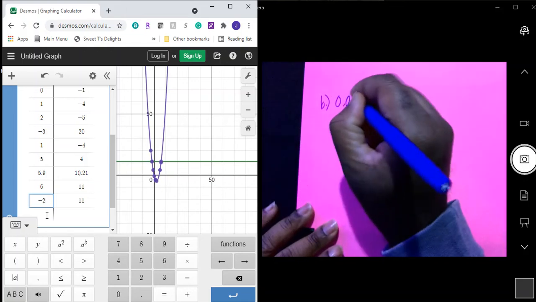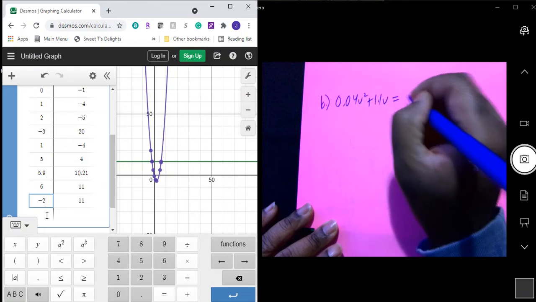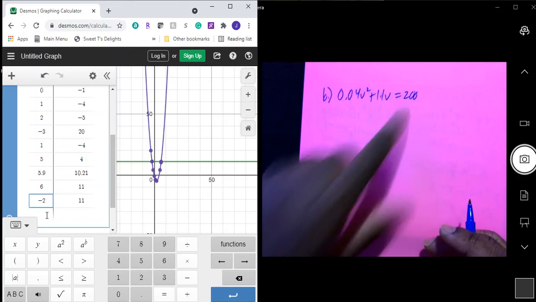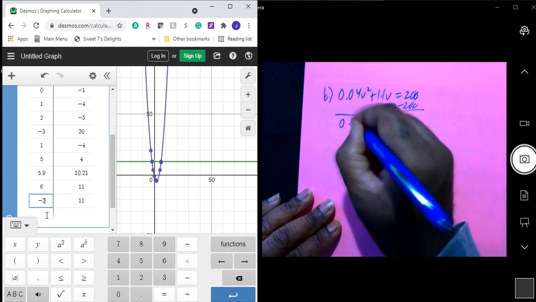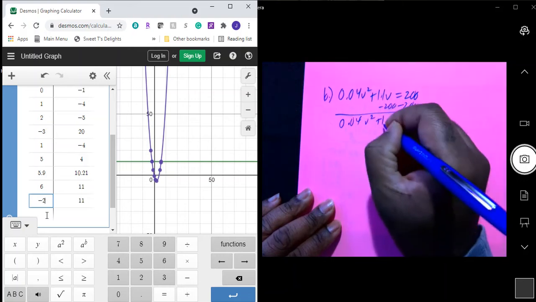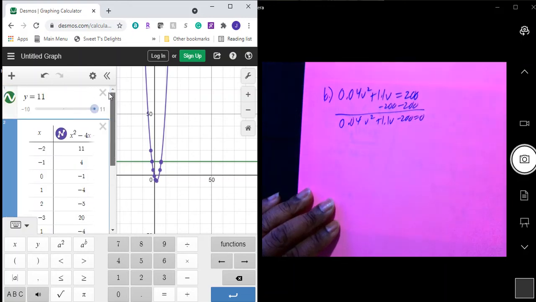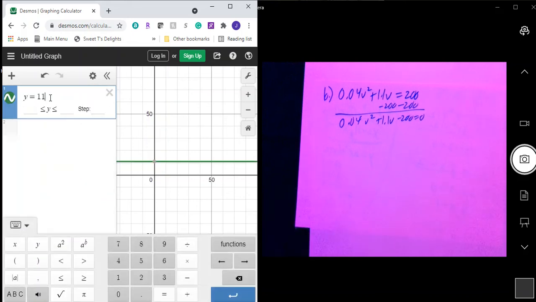Now we would take that equation, 0.04 v squared plus 1.1 v, but this time we would set it equal to 200 because they told us what it would take to stop. It would stop at 200. So now we can do what we did before. We could subtract 200 on both sides. And 0.04 v squared plus 1.1 v minus 200 equals 0. So we could go here and make this y equals 0.